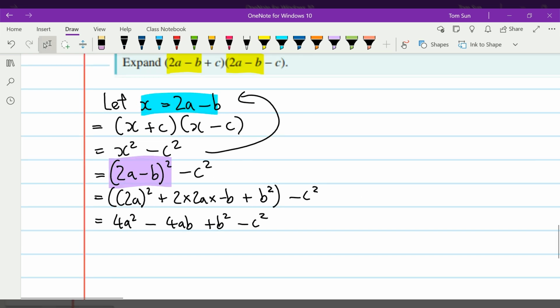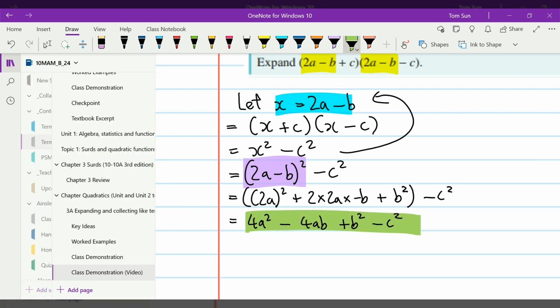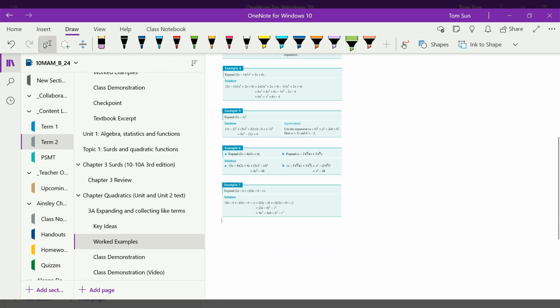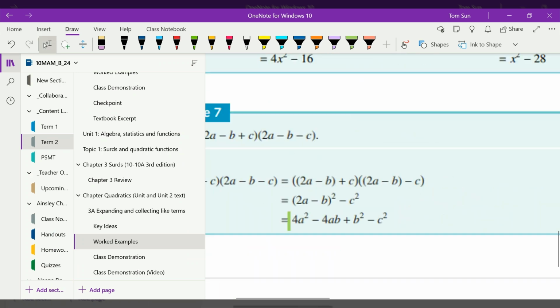Let's just verify, just for sanity's sake, that I'm right here. Let's look at this question. Let's go to the actual answers and see. 4a squared minus 4ab plus b squared minus c squared.